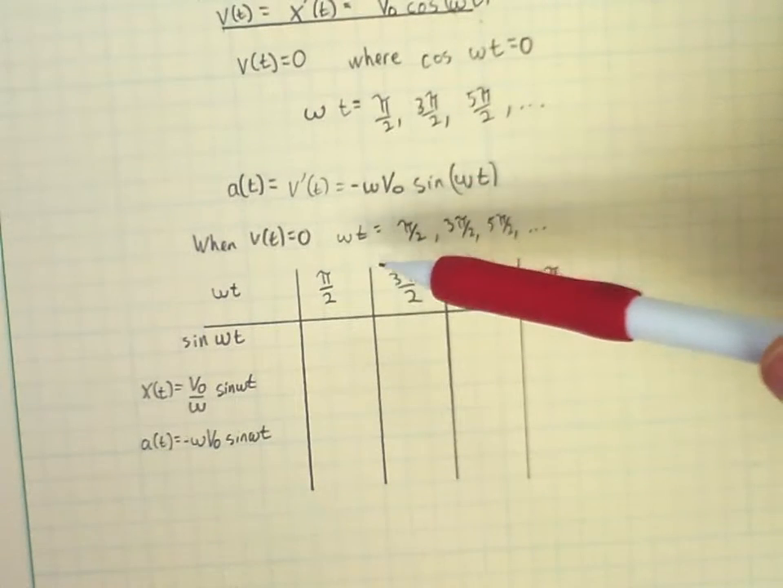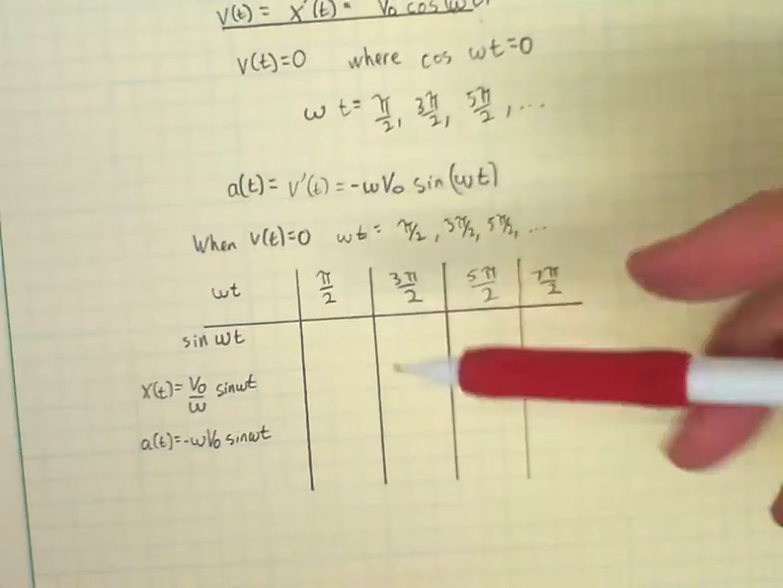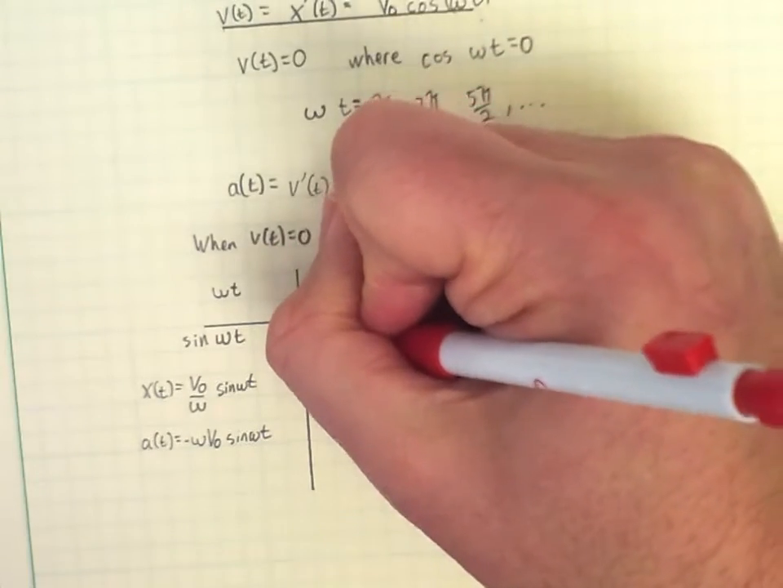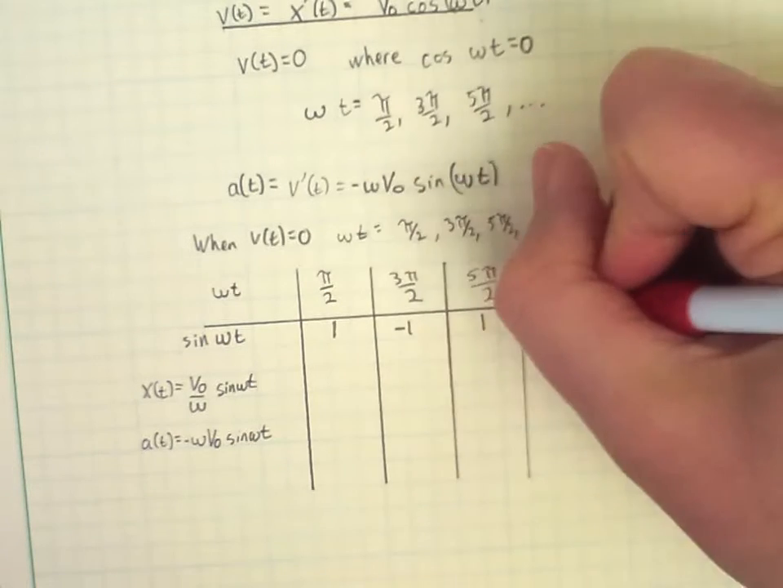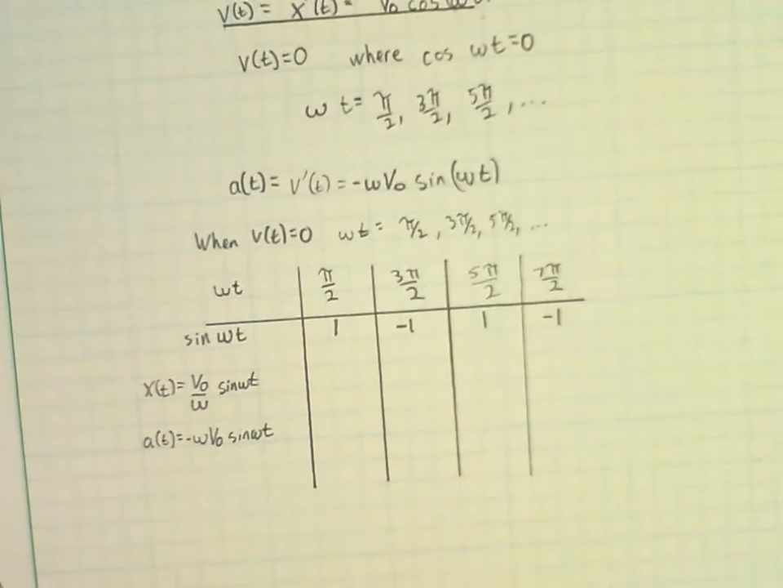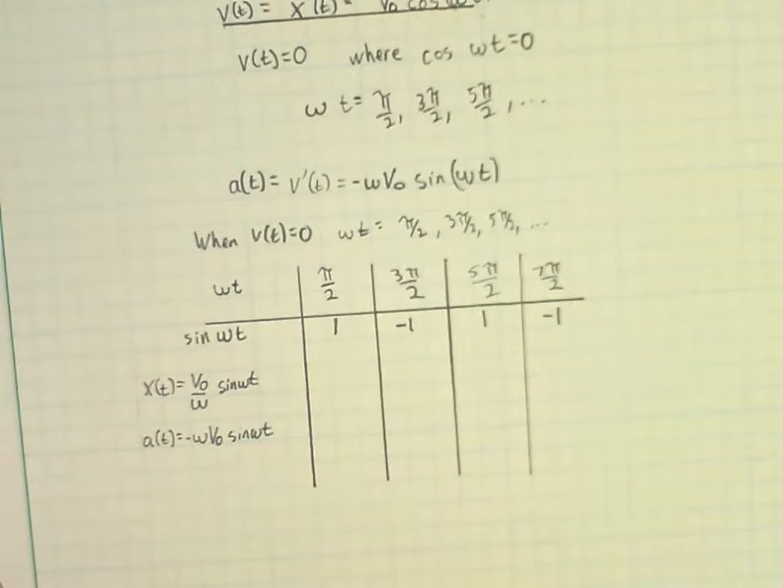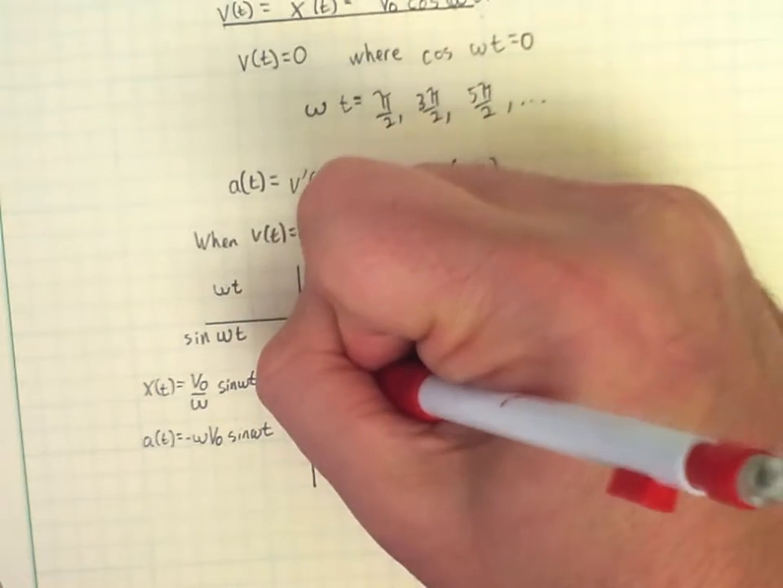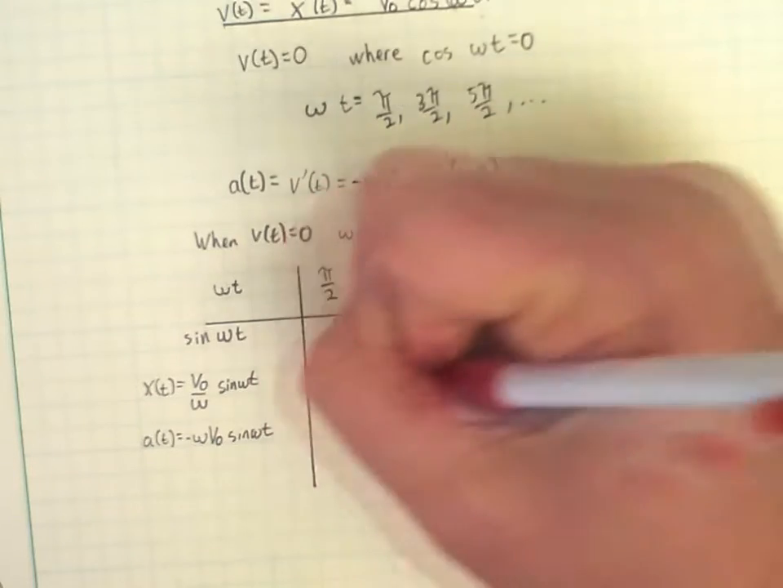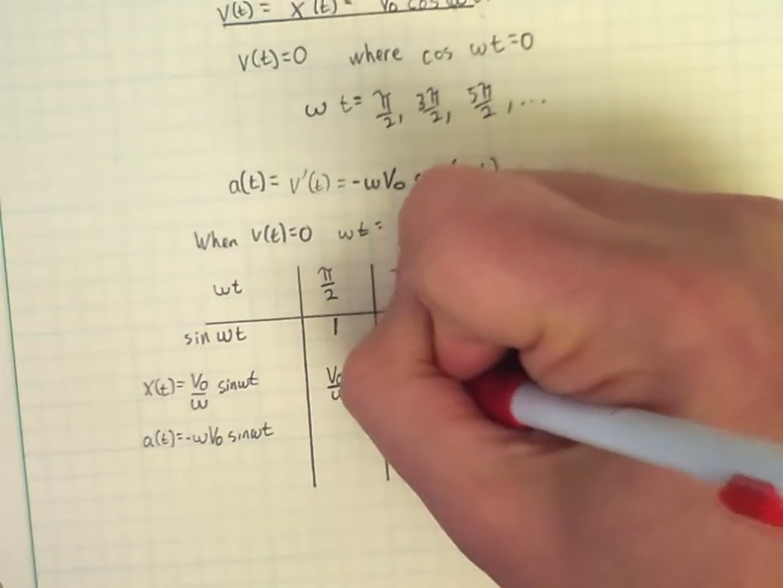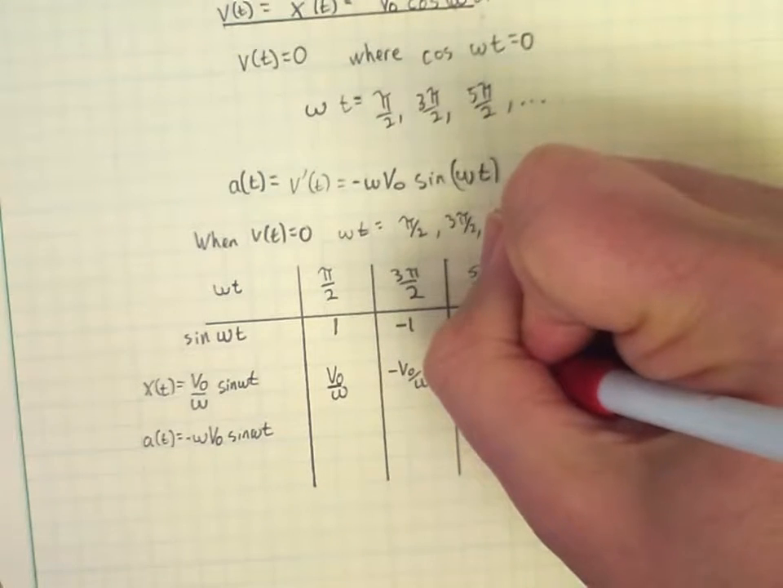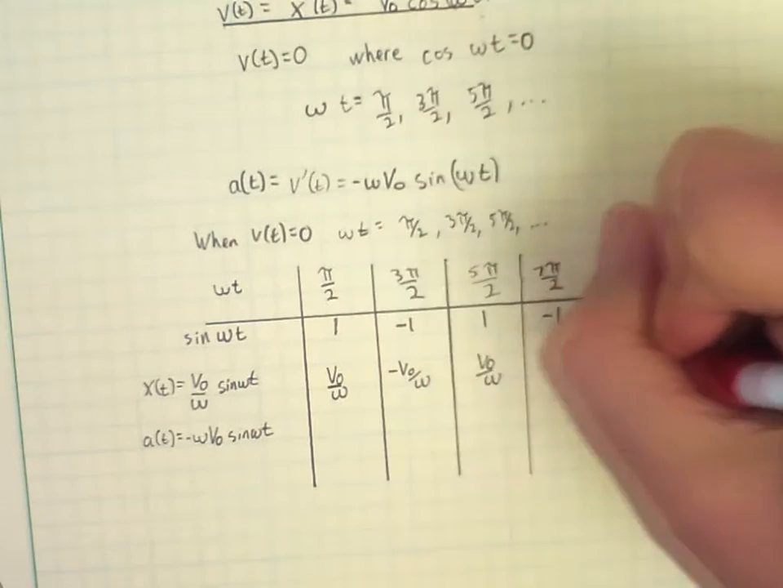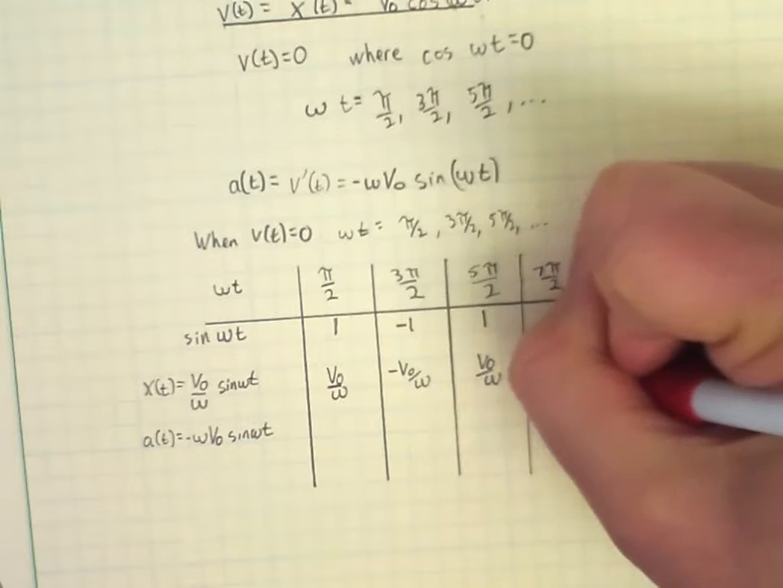If we look at those points, the sine values at pi over 2 is going to be 1, at 3 pi over 2 it's going to be negative 1, and then it's going to go back to 1 and negative 1, and so it's just going to keep cycling back and forth between those. So if sine omega t is 1, then x of t is going to be v0 over omega. If it's negative 1, then it's going to be negative v0 over omega. If it's back to 1, it's v0 over omega, and back to negative 1, negative v0 over omega.